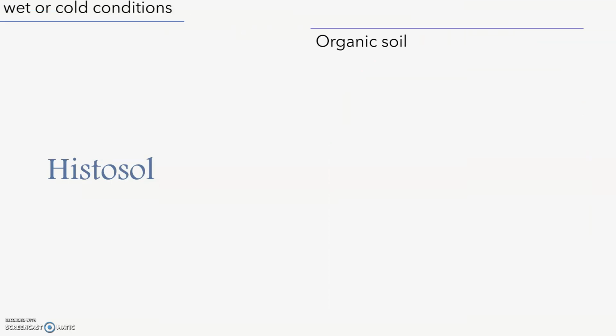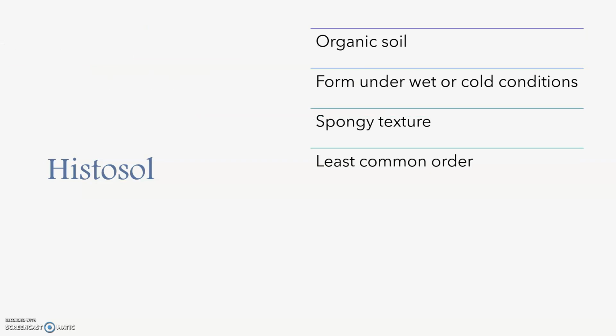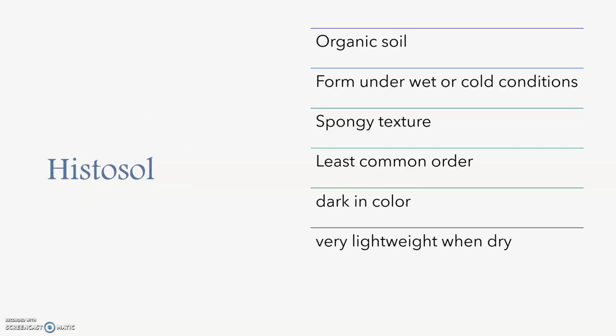The next soil being discussed is histosols. Histosols tend to be an organic soil and form under wet or cold conditions. Histosols have a spongy texture and are the least common soil order. Histosols tend to be dark in color and very lightweight when dry. However, they do have a very high water holding capacity.